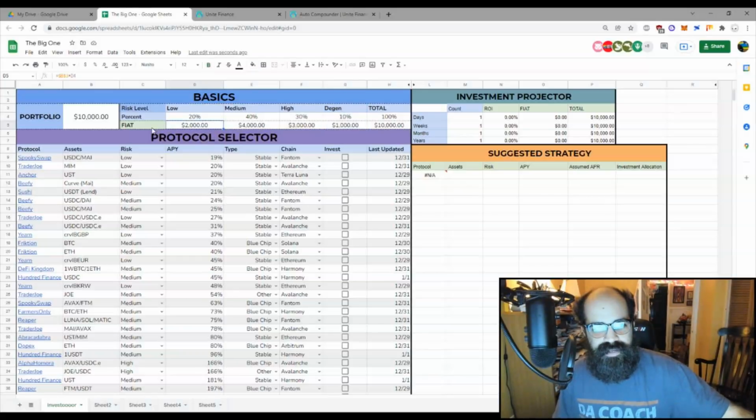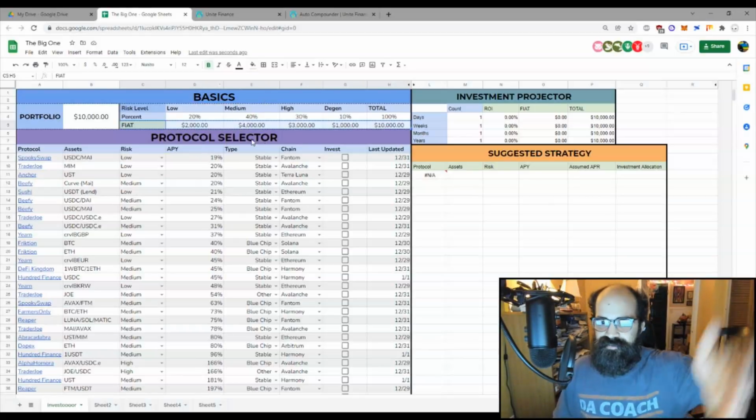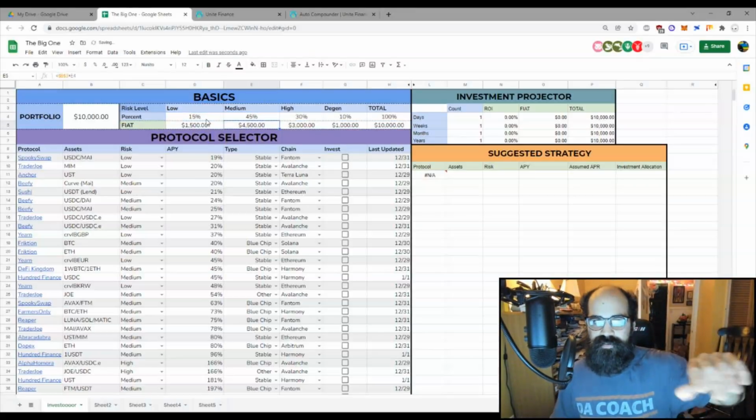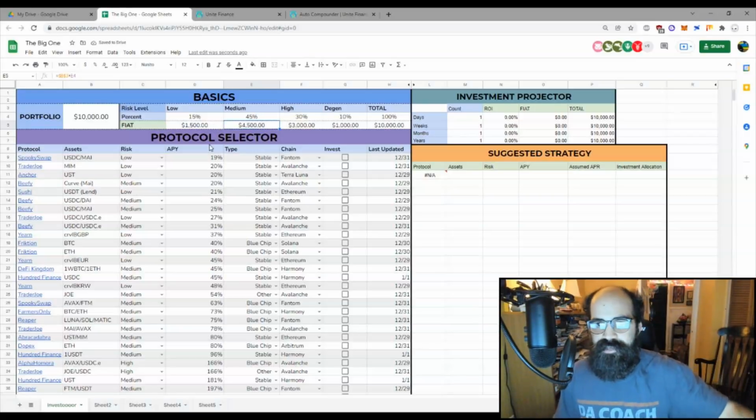So anyways, the fiat below will tell you how much is going to be invested in each risk category. For example, if you change this to 15 and you change this to 45, you can see how the fiat is now reflecting that change.